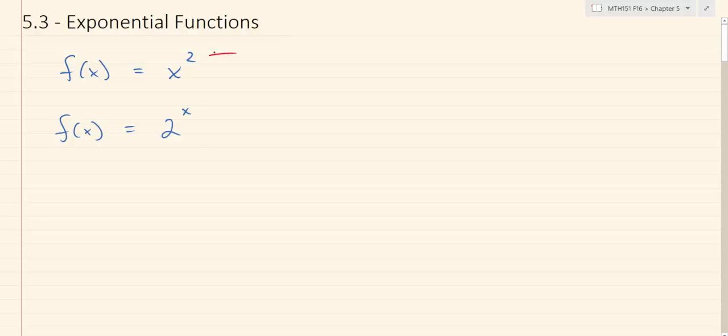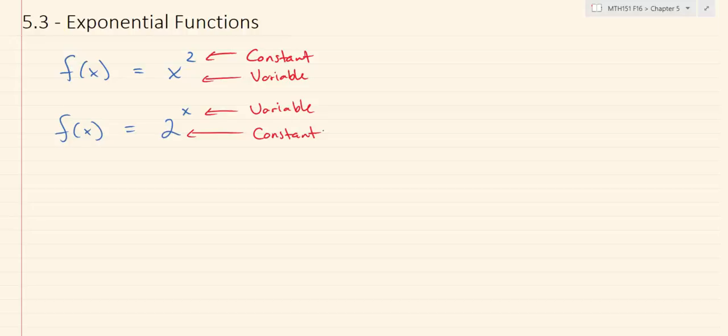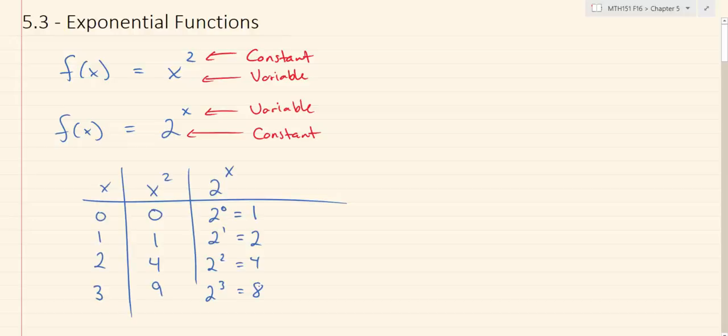In the first one, the exponent is a constant, and the base is the variable. In the second one, the exponent is a variable, and the base is the constant. And this is a big difference between the two. You can maybe see this difference when you create a table. So you can see that these are different functions.